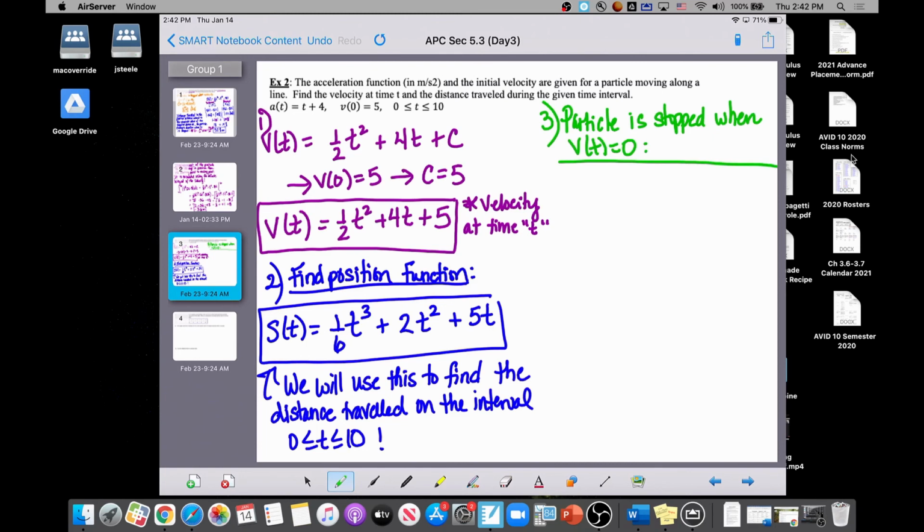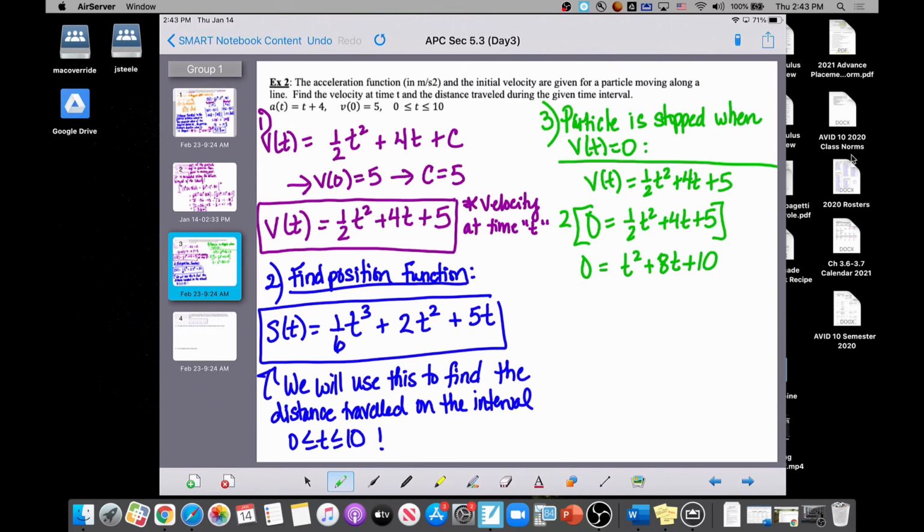So if we set our velocity function equal to 0, remember our v of t is equal to 1/2 t squared plus 4t plus 5. If we set that equal to 0, I'm not a big fan of trying to solve or factor when a is a fraction, so I'm just going to go ahead and multiply this whole thing by 2. At the very least, it's going to give me integers to work with instead of that fraction. So 2 times 0 is still 0, but then this is going to become t squared plus 8t plus 10.